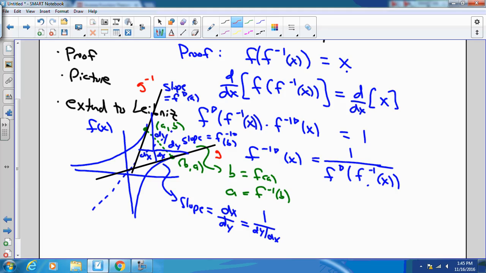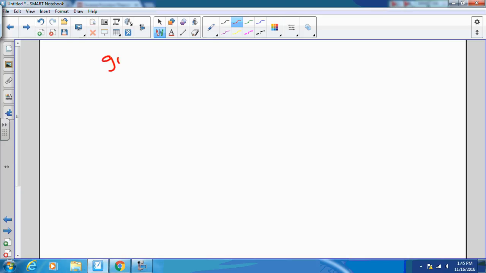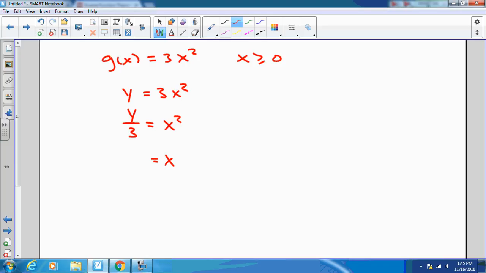Well, let me go to here so we can have room. In number 2, we have this function, g of x equals 3x squared for x's greater than or equal to 0. And I ask you to find the inverse here. So if I set here, now I have a choice. Either x can be equal to root y over 3, or x can be equal to negative root y over 3. We call this a branch choice.